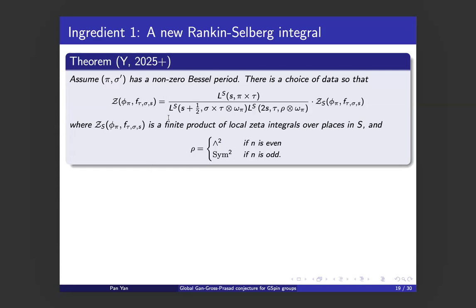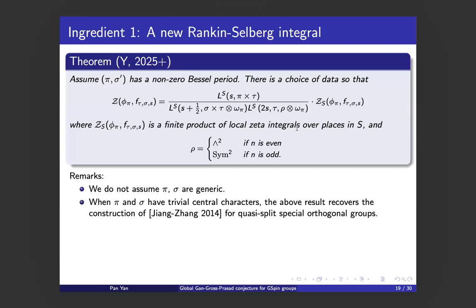So this is a new Rankin-Selberg integral for GSpin times GL group. So the L function that we obtain in terms of integral representation is pi times tau through this integral representation. And again, in terms of the Rankin-Selberg integral, we do not assume pi and sigma are generic. And when pi and sigma have trivial central characters, the above result recovers the construction of Dihua Jiang and Lei Zhang in 2014 for quasi-split special orthogonal groups.